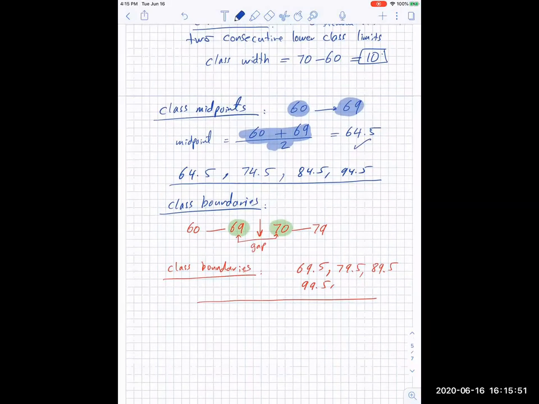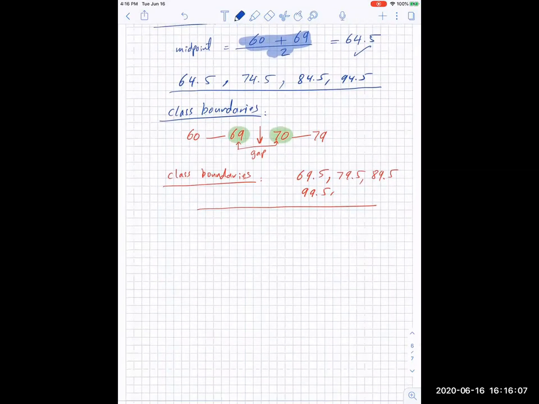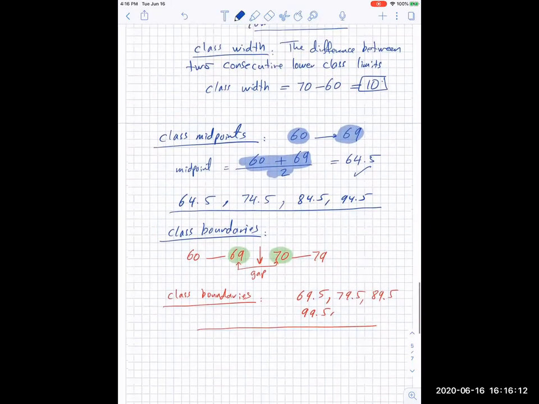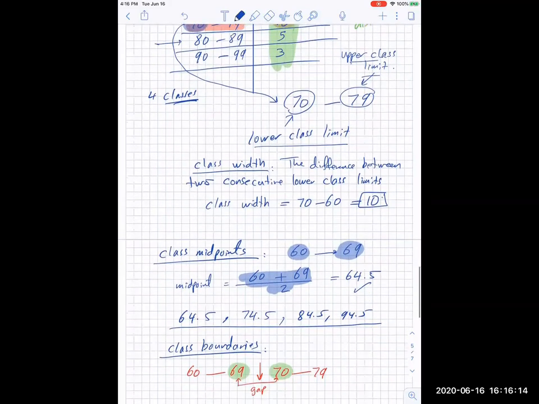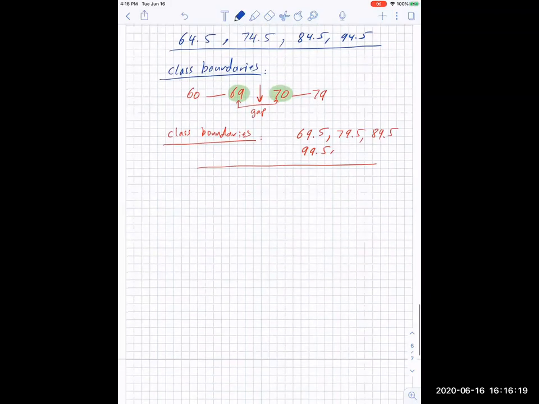So what else? I talked about class boundaries, class midpoints, lower class limits, upper class limits, class width. Now the next thing I want to show you is how to construct your own frequency table. The one I gave you is already partitioned, everything is done for you. But what if you want to have your own classes, your own frequency distribution? Look at this example here.